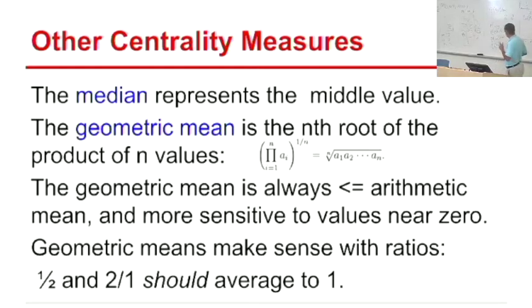What is the geometric mean of 1/2 and 2? 1/2 times 2 is 1. The square root of 1 is, yes, you're right, that's 1. Okay? Any questions about it?